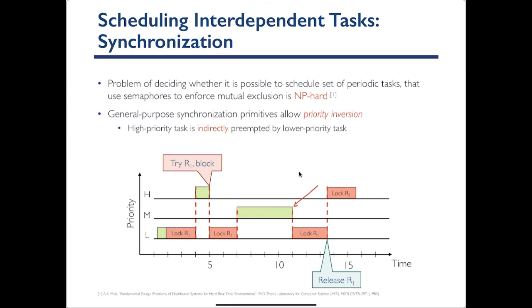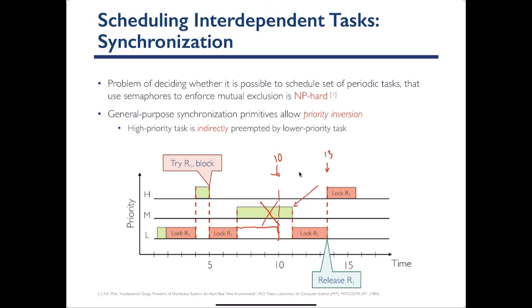Now, if this medium priority task didn't come, then I would have finished the low priority task here, and then I would have gone to the high priority task here. But because of this medium priority task, I had to delay my high priority task. And this delay is what is called priority inversion. So the high priority task, which was supposed to run at time 10, is now running at time, let's say, 13 or 14 or whatever.